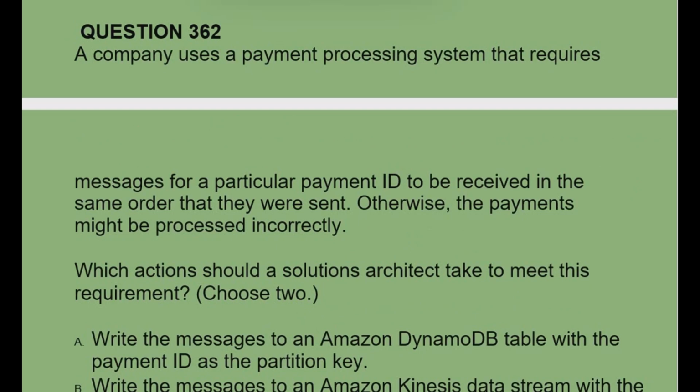Question is, a company uses a payment processing system that requires messages for a particular payment ID to be received in the same order that they were sent. Otherwise, the payments might be processed incorrectly. Which actions should a solutions architect take to meet these requirements? Choose two options.